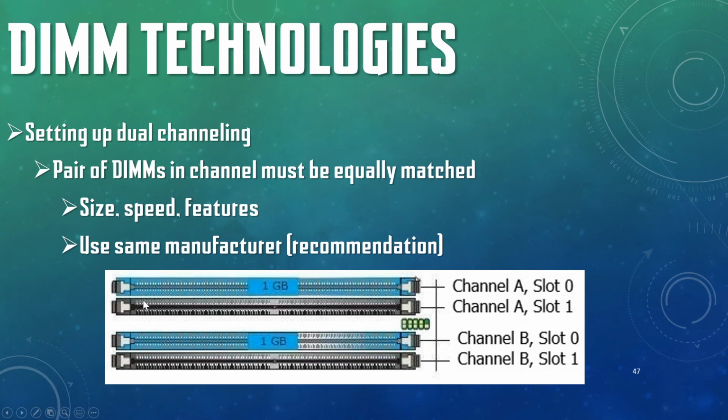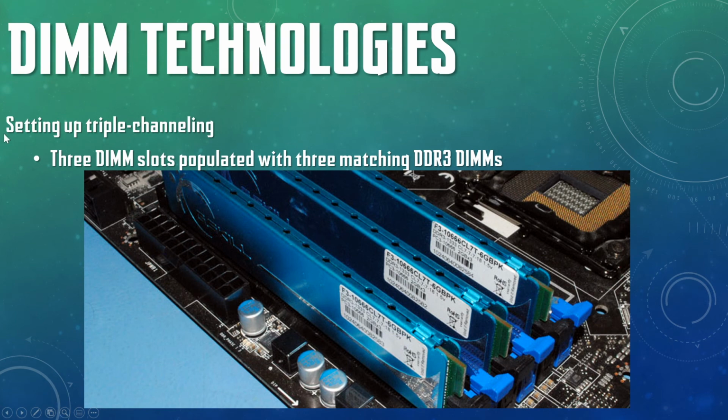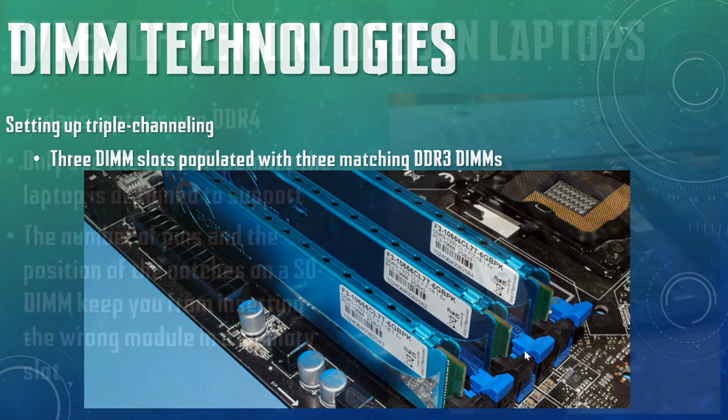Another nice diagram of dual. Yeah, you put 1 in this slot, 1 in that slot, and it treats it like one single 2 gig chip, and everything goes a little quicker. Triple channeling I have never seen, but it does exist.